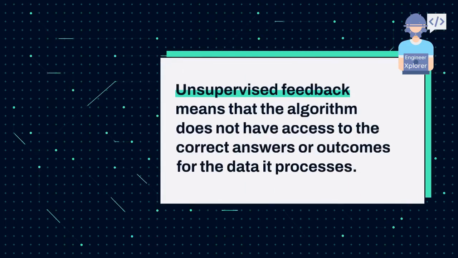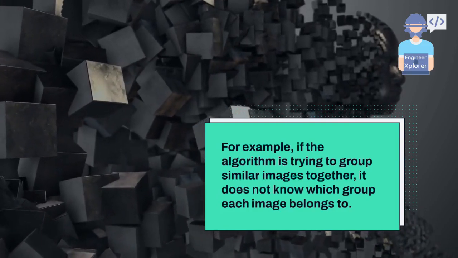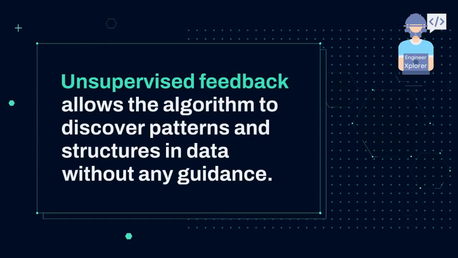Unsupervised feedback means that the algorithm does not have access to the correct answers or outcomes for the data it processes. For example, if the algorithm is trying to group similar images together, it does not know which group each image belongs to. Unsupervised feedback allows the algorithm to discover patterns and structures in data without any guidance.